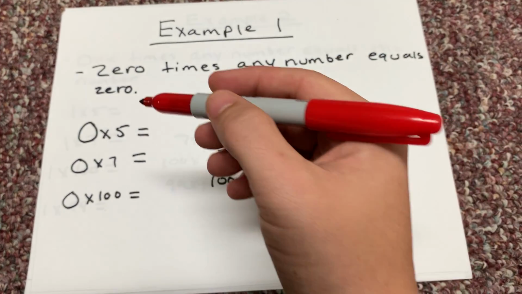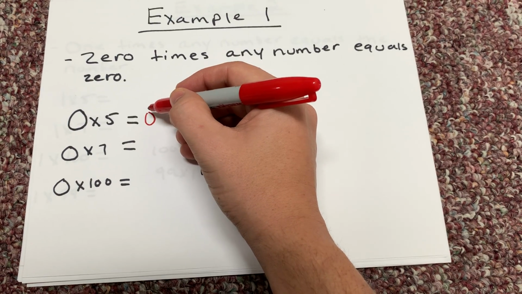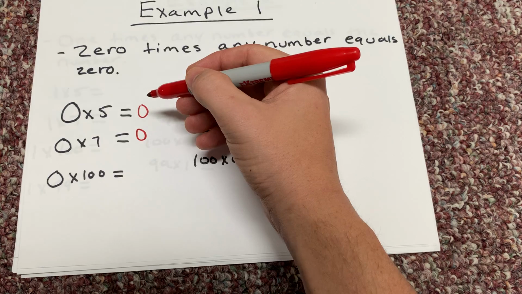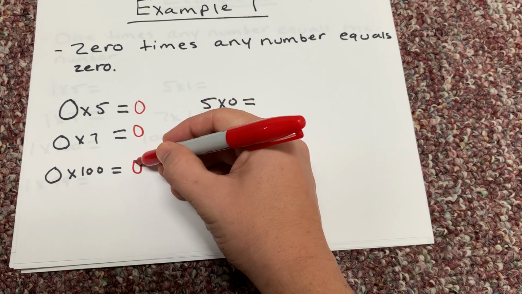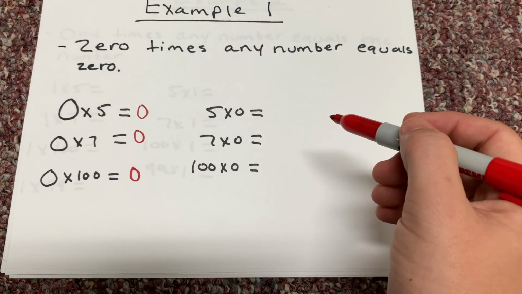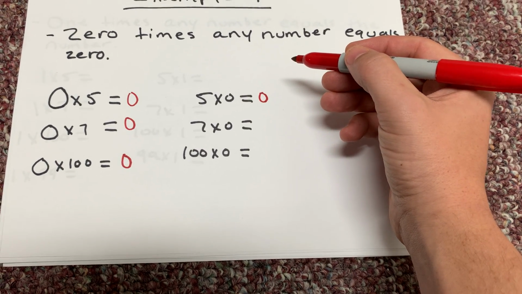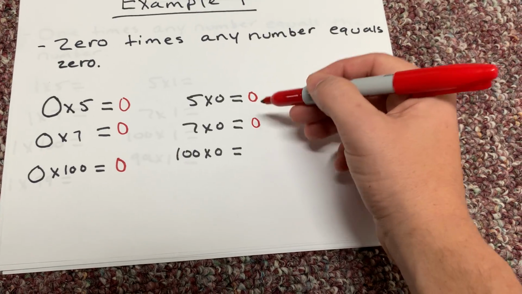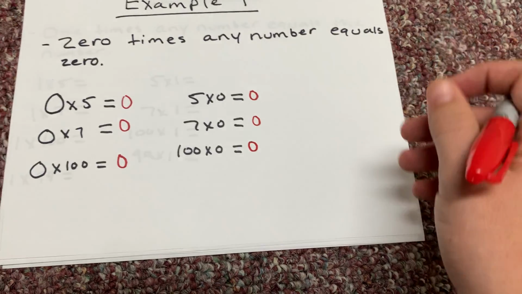So 0 times 5 is 0. 0 times 7 equals 0. 0 times 100 equals 0. And the same thing over here. We're looking at 5 times 0 equals 0. 7 times 0 equals 0. And 100 times 0 equals 0.